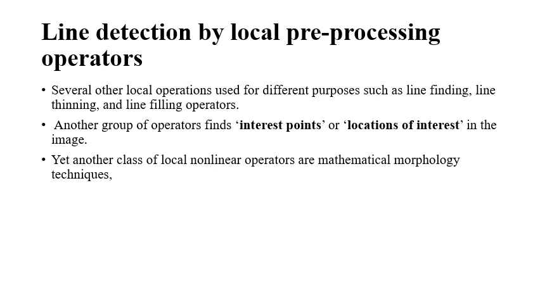We have done edge detection, and we saw how to do a spatial filtering operation. This is a continuation of that, where we should understand that there are several other local operations used for different purposes, for example related to lines: line finding, line thinning and line filling operations. These are also some types of local operations, and hence they can be grouped under local preprocessing.